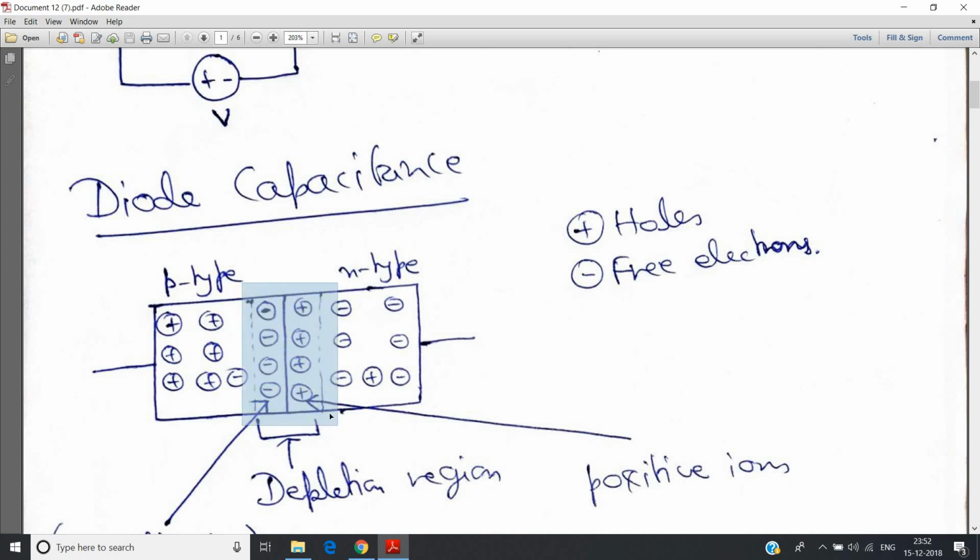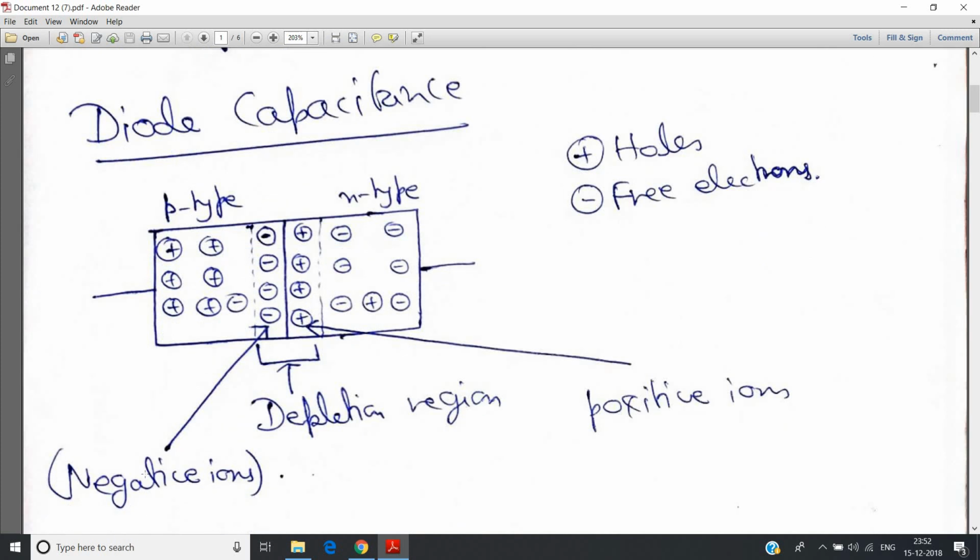What is this? This portion is basically the depletion region. In the p-side depletion region there are negative ions, so I have denoted these by negative ions. These are not free electrons. This you know from the basic concept of physics, right? In the depletion region there are negative ions on the p side, and similarly there are positive ions on the n side. These are not holes, these are positive ions, so I have denoted them by positive ions. This region clearly denotes the depletion region in the diode.